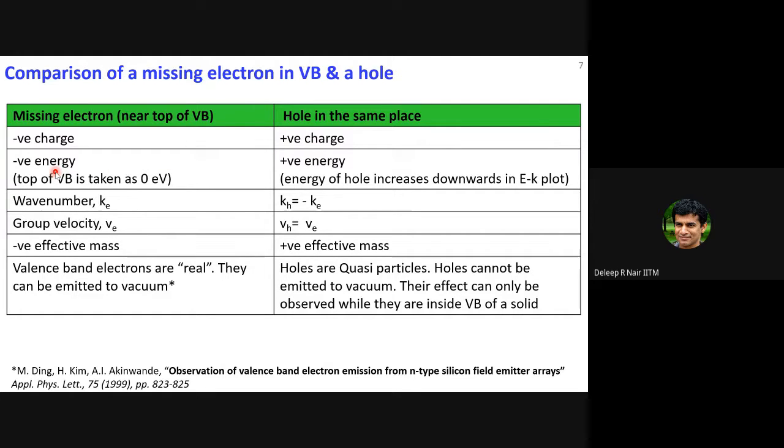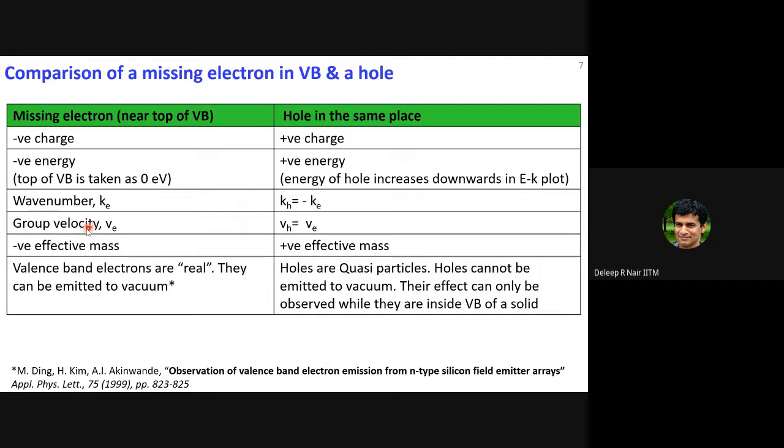Typically we take the top of the valence band as 0 electron volt. So any electron which is below the top of the valence band, their energy will be considered negative. But in the hole energy band diagram, the energy of the hole actually increases downward in the E-k plot. So any hole which is below the top of the valence band has positive energy. If the wave number of the missing electron is ke, then the wave number of the hole at that location is minus ke.